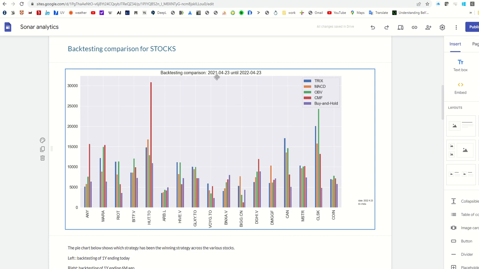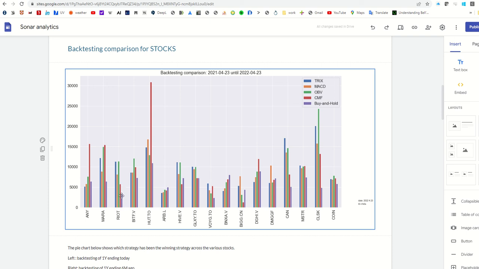The backtesting period is between the same date, but 1 year ago, up to today, actually yesterday, starting from an initial capital of, let's say, 10,000. Let's take Mara as an example. For Mara, we see that the blue, which is Trix, would have given us today something like 12,500, and the best two would be on-balance volume and Chaikin money flow. And buy and hold, which is the last one, is somewhere here. It would have given us something like 7,000.